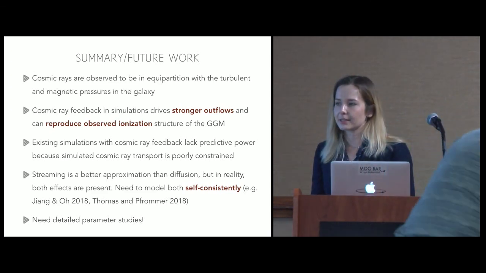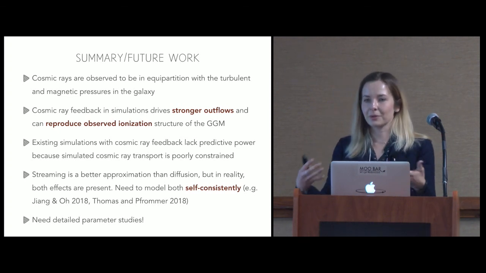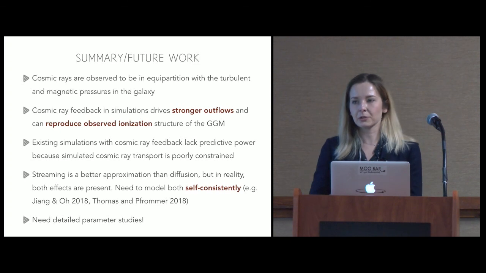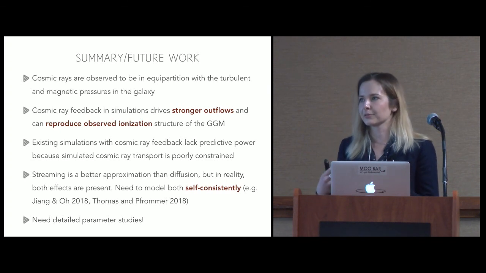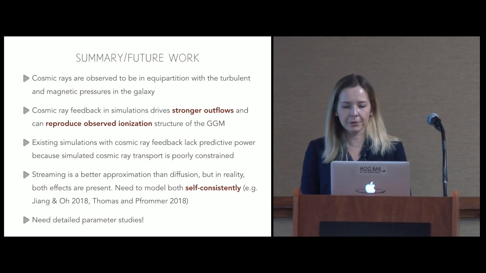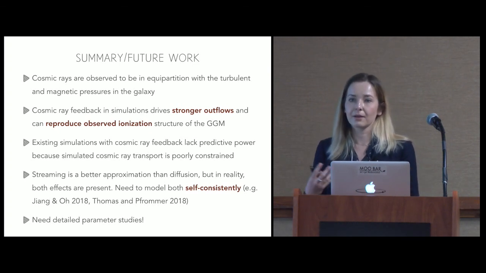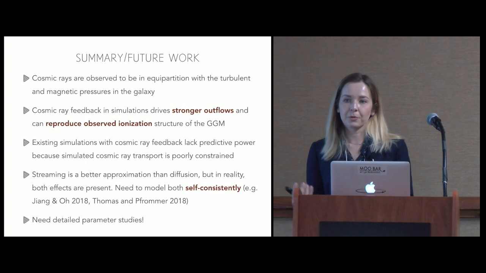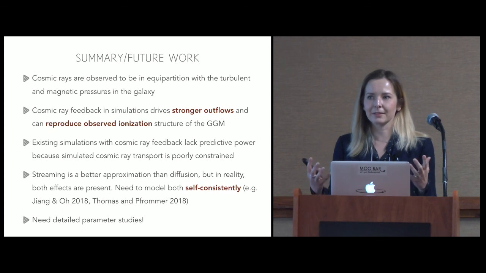But if we want these simulations to have predictive power, we really need to think about constraining our models of cosmic ray transport. And so if I had to pick between one over the other, I would say streaming is the better approximation. I didn't have time to show these plots, but it's also a more robust approximation, so it relies less on fiddling runtime parameters. But realistically, both approximations are happening in the galaxy, and there's a need to find ways to model both self-consistently. And there have been some very recent works that propose new transport approximations that I plan on implementing in the near future and using that to study the CGM.